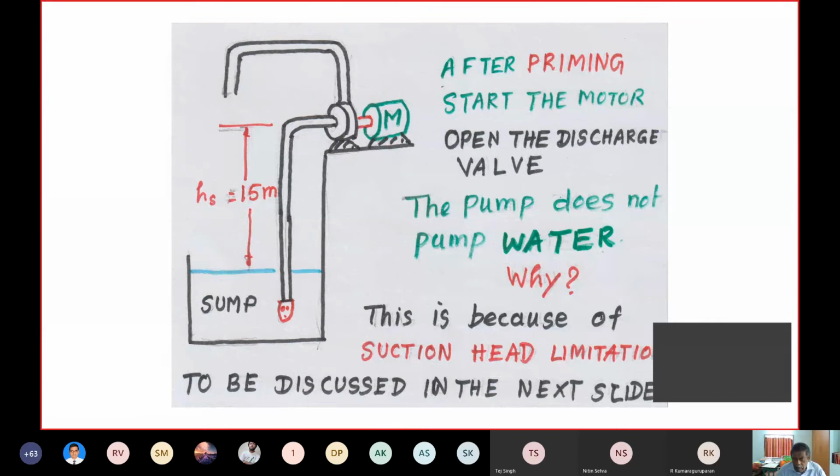Now the pump does not pump water. Why? It is primed. You have a foot valve in the bottom and it is primed. This is because of suction head limitation. Okay, this will be discussed in the next slide.